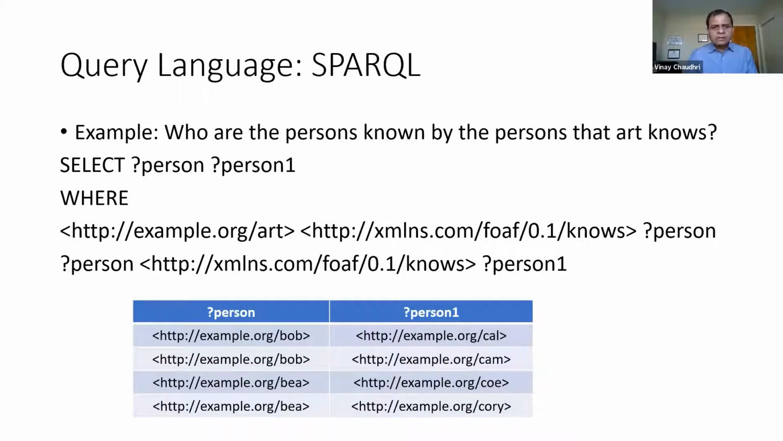In general, queries can have more than one variable, and in the graph pattern you can have more than one triple. So if, for example, we wanted to query who are the persons known by the persons that Art knows, we can do that using the query shown here. The first triple asks for people who Art knows, and the second triple asks for people known by those people. It's basically traversing the graph two levels deep. When we evaluate this query, we get the data shown in the table below.